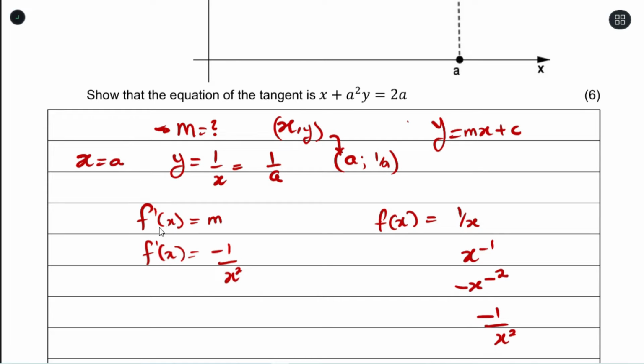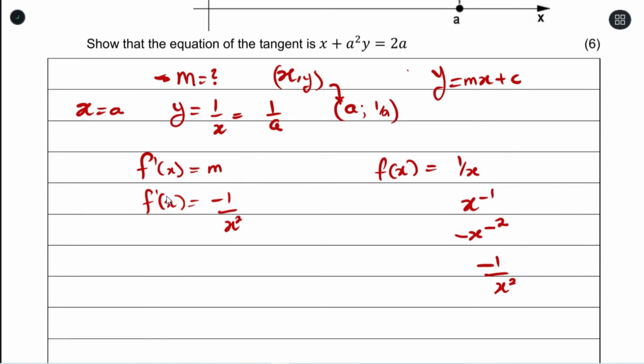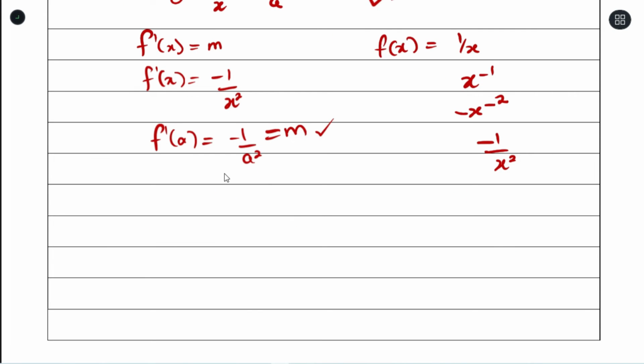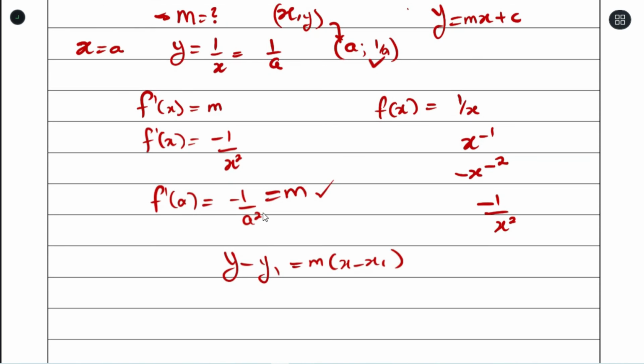To get the gradient, we need to substitute the corresponding x value into our derivative. Since our x value is a, we are literally substituting a into this equation. So I'm saying that it is f'(a), and that will just give me negative 1 over a squared. Okay, so now that's my gradient. I have the gradient, check, and I also have a point, check. So now I can substitute into any formula that I want to use, but I prefer to use this: y minus y1 is equal to m times (x minus x1). So substituting each of our values for y1, x1, and m, this is what we're going to get.